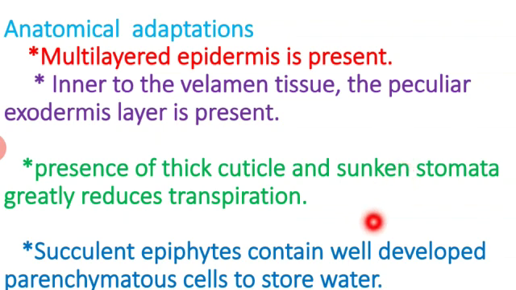And succulent tissue is well developed. It is made up of parenchymatous cells. What is the use of these succulent parenchymatous cells? To store enough amount of water in them. Okay, so these are the anatomical characteristics of epiphytic plants. Okay, thank you.